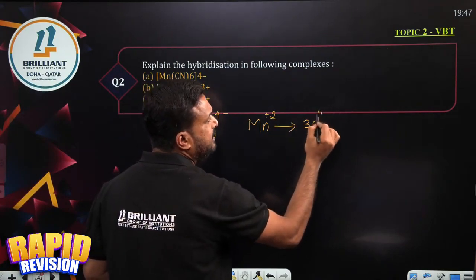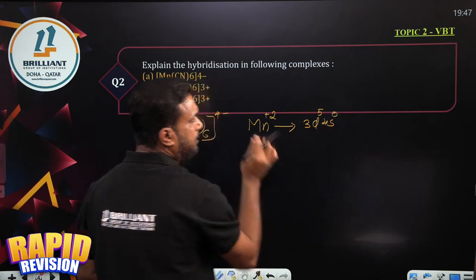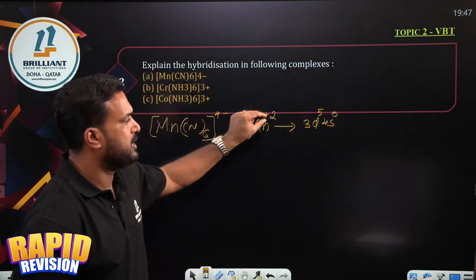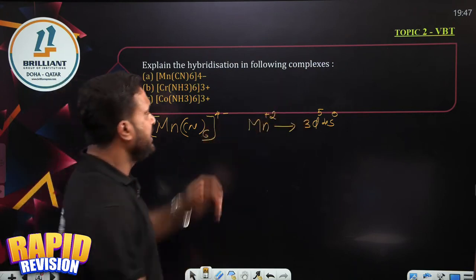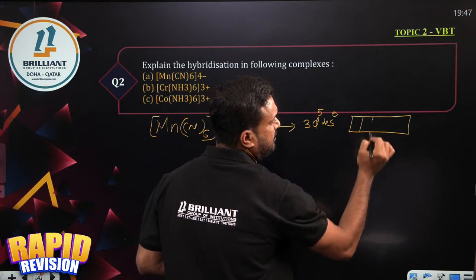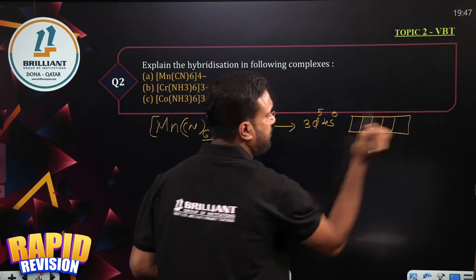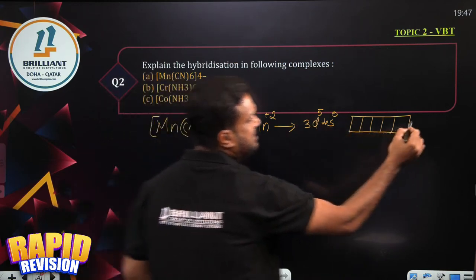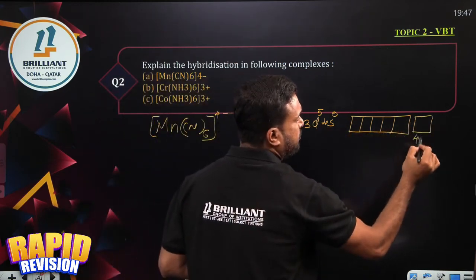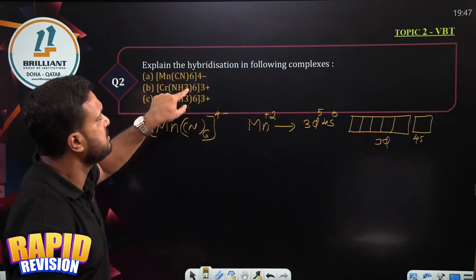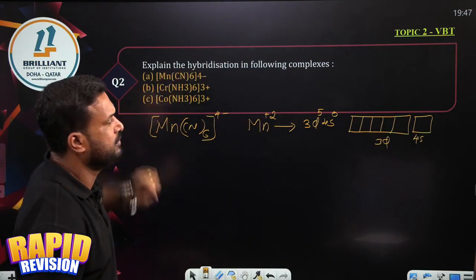Mn +2 means I'll write the outer electronic configuration directly. We will get 3d5 4s0, because Mn normally is 3d5 4s2. Mn 2+ means it is 3d5. I'll draw the d orbitals like 1 2 3 4 5. So we need to arrange 5 d electrons and s is anyway vacant. So this is 4s 3d. Why did I draw this? Because we need to find out the hybridization over here.